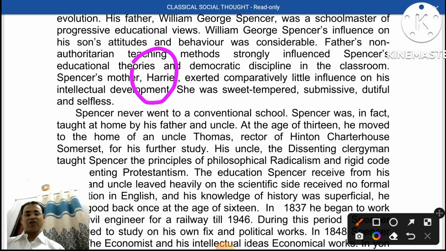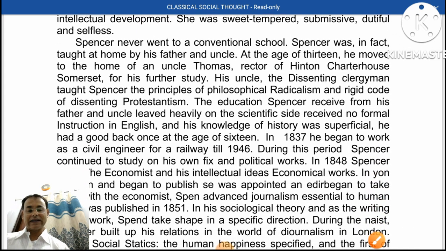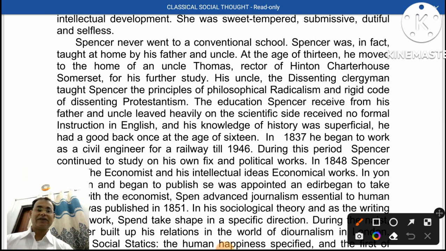Spencer never went to a conventional school. Spencer was in fact taught at home by his father and uncle. At the age of 13, he moved to the home of an uncle, Thomas, rector of Hinton Charterhouse, Somerset, for his further study. His uncle, a dissenting clergyman, taught Spencer the principles of philosophical radicalism and the rigid code of dissenting Protestantism.